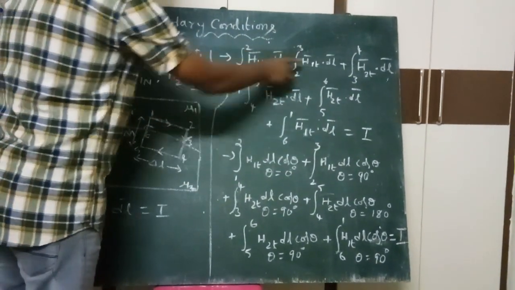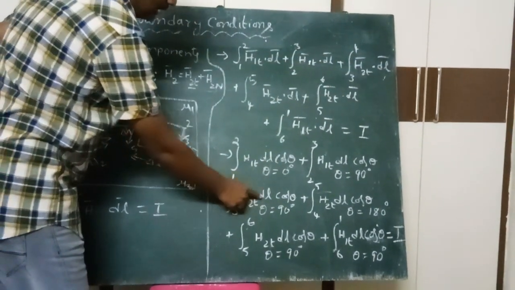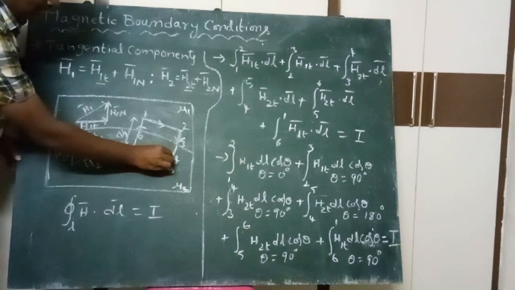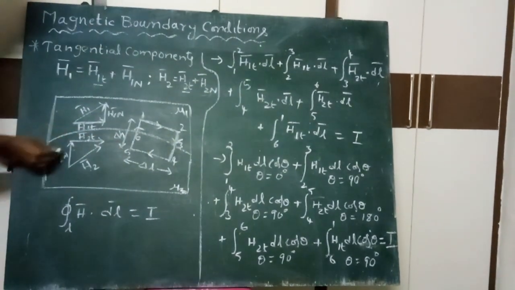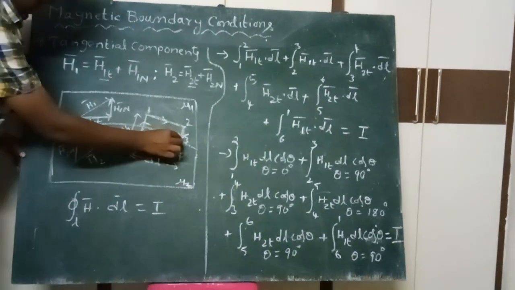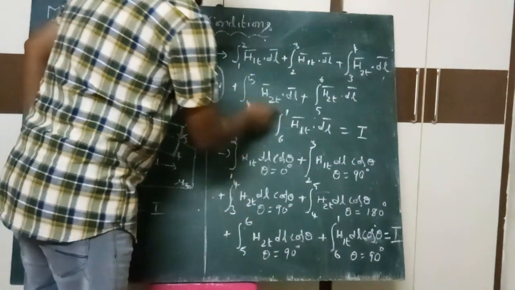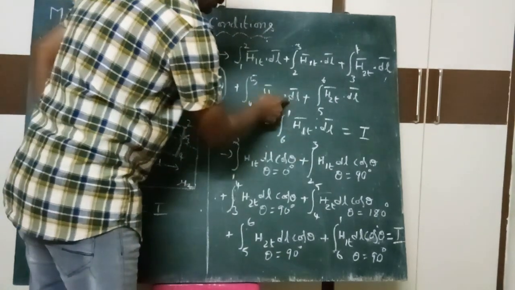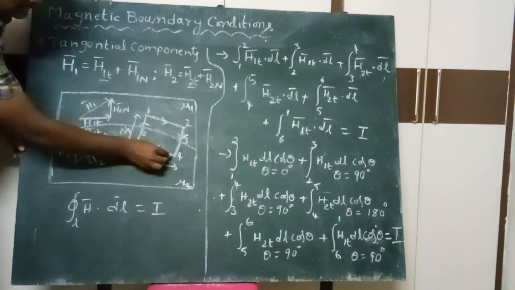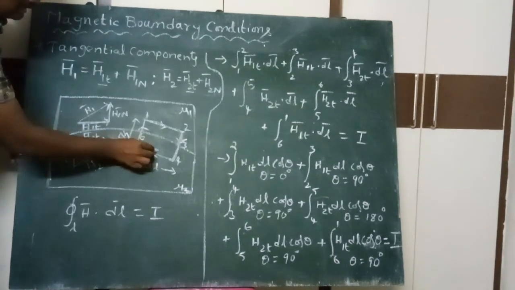Similarly, integral 3 to 4 H2T dot dl can be written as integral 3 to 4 H2T into dl into cos theta. So here also theta equals to 90 degrees. So here this is 3 to 4, that is dl, and H2T is this one in the second magnetic material. So this is the direction of H2T and this is dl. The angle between these two is theta equals to 90 degrees, plus integral 4 to 5 H2T into dl into cos theta. So here this is H2T and this is dl, 4 to 5. So the direction of H2T and dl are opposite to each other.